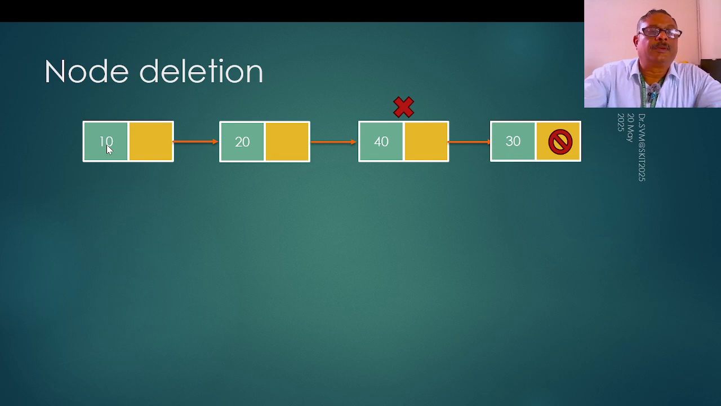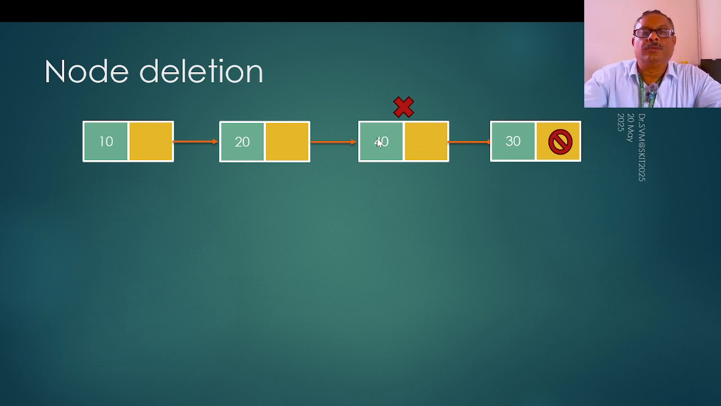So in this example, we are trying to delete a node with value 40. We start from the head. Does the node contain the value we are looking for? We are looking for 40, but what we have is 10. So no, we go to the next node. What are we looking for? We are looking for 40. Is it that? No, it is 20. Then we go to the next node. We are looking for 40 and we have 40. Yes, now we are in this node.